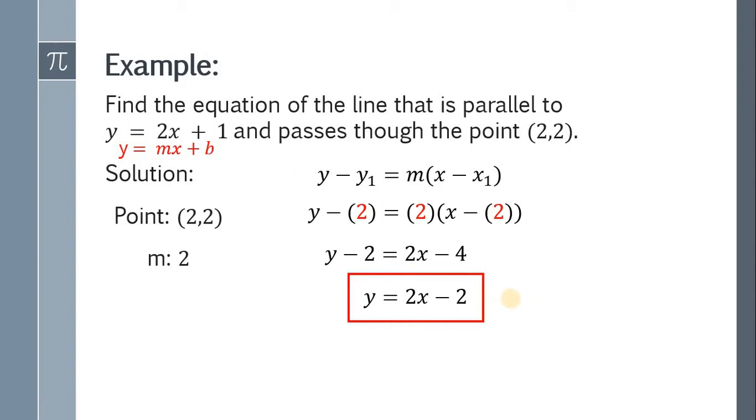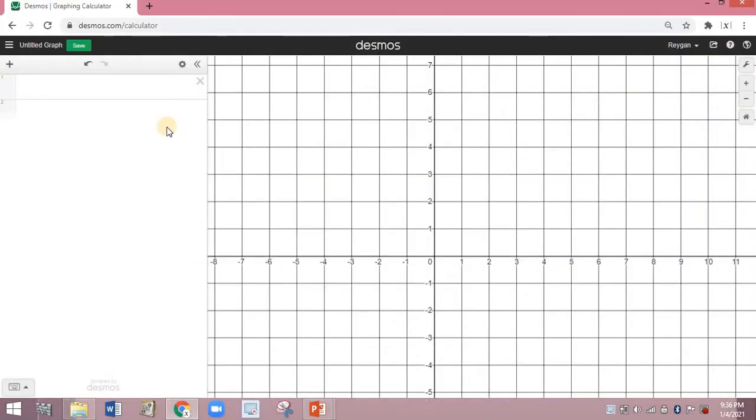Now to check if our answer is correct, gamit tayo ng Desmos. Kasi wala tayong mapapagtanungan. Sir, tama ba yung ginagawa namin? Parallel ba talaga to sa line na y equals 2x plus 1 at dumaan po ba sa point na (2, 2)? So para i-check, before natin i-submit yung ating answer, gamit tayo ng online graphing calculator like Desmos. So yung number 1, gawin natin. So yung given natin ay (2, 2). So type lang natin ay (2, 2). So ito yung ating point.